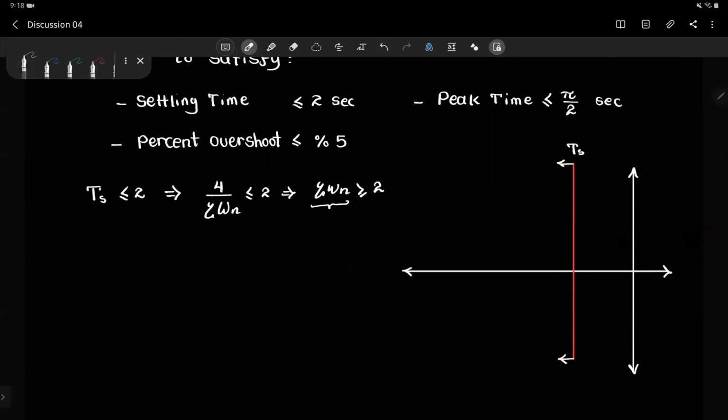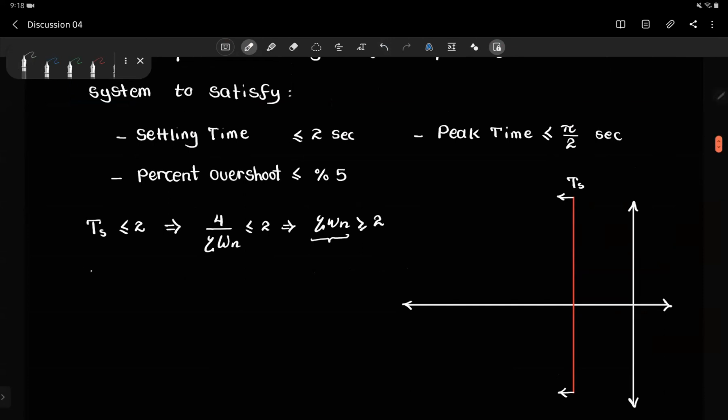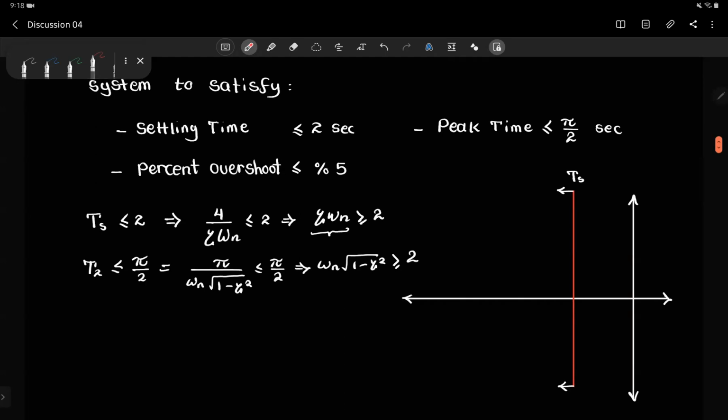Next, the peak time, right? The peak time less than or equal to pi over 2 implies that pi divided by omega n square root of 1 minus zeta square has to be less than or equal to pi over 2, right? Which implies that omega n square root of 1 minus zeta square, which is the imaginary part of the poles, has to be bigger than or equal to 2 as well, right? So this defines a horizontal line.